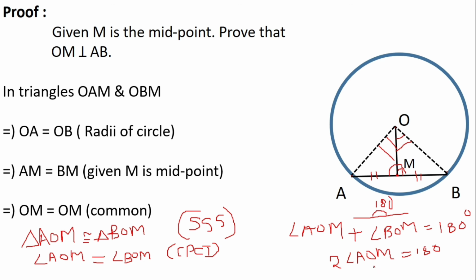And if two equal angles add up to 180 degrees, then each will be 90 degrees. So I have proved that angle AMO is equal to 90 degrees. That means the line segment OM is perpendicular to the chord AB. Once again, go through these theorems.